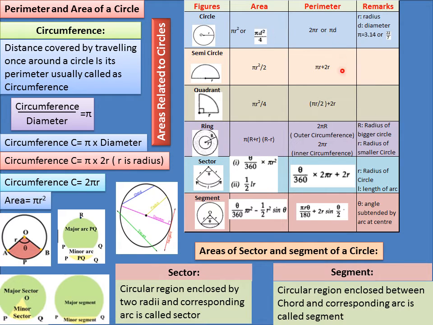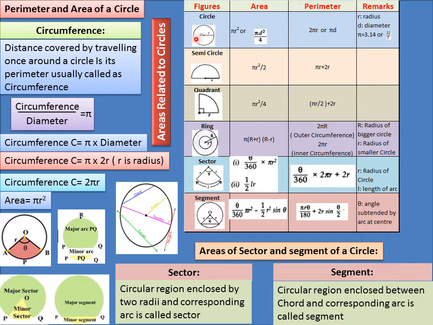Then please remember all these area and perimeter formulas for various figures of the circle. If it is a full circle, then the area is found by pi r square, if the radius is known. So r is the radius here. Pi into r square gives us the area of a circle, and if we know the diameter, then the formula is pi d square by 4, because r is nothing but d by 2, and its square becomes pi d square by 4.